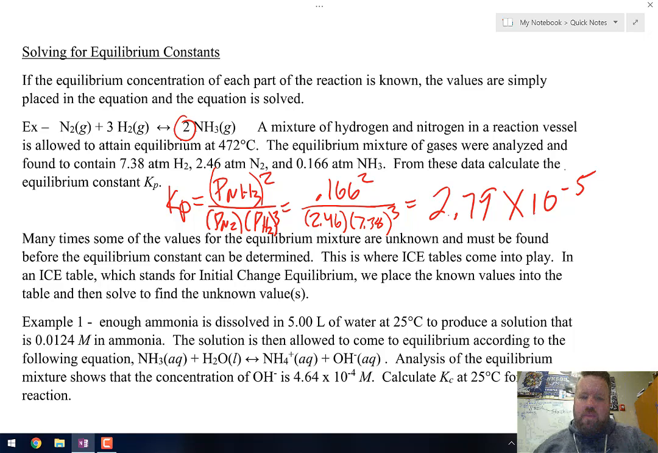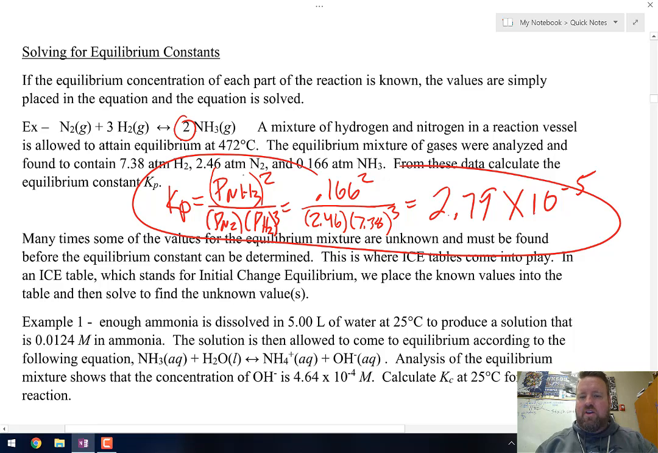Now, those are pretty straightforward. There's nothing really tricky about those. They give you the equilibrium values, you put the equilibrium values into the equation, you get your answer, okay? Now, many times, though, that doesn't happen. Many times when you're given a problem, they'll give you some of the initial values, or some of the information, and they're going to make you find the rest of them. And again, I've never seen a question that easy on the AP test, where you simply plug the numbers in and get your answer.